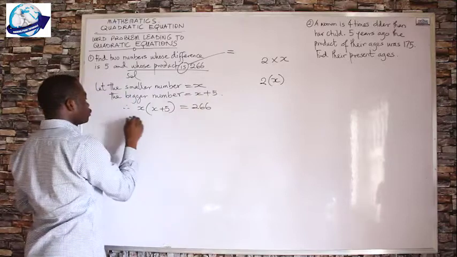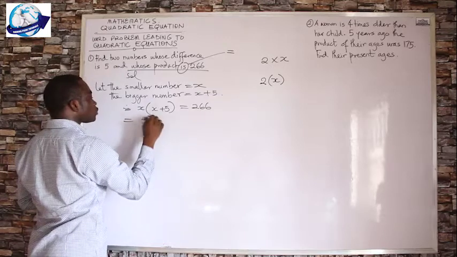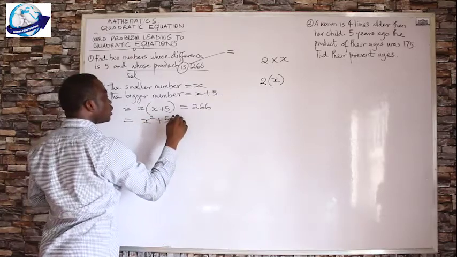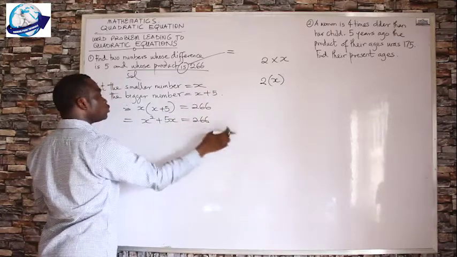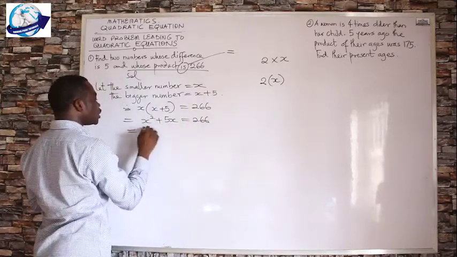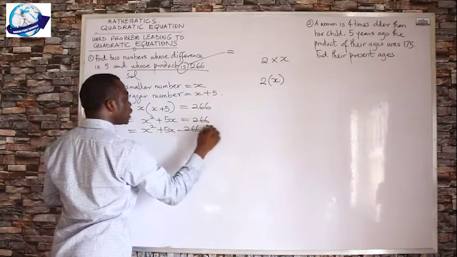Of course, you have to expand. You've done expansion, so do your expansion here now. X into x gives you x squared, plus x into 5 gives you 5x, equal to 266. This is a constant. It's forming a quadratic equation. You bring 266 to the left hand side, so you have x squared plus 5x minus 266 equals 0.